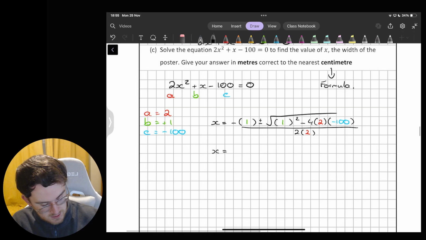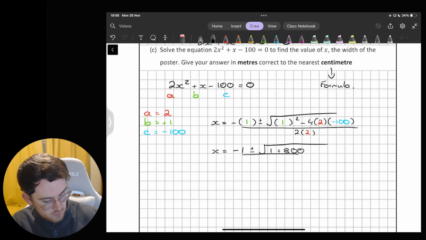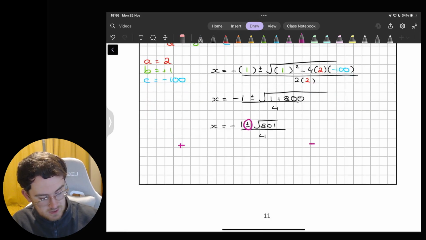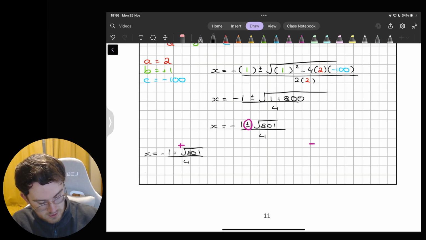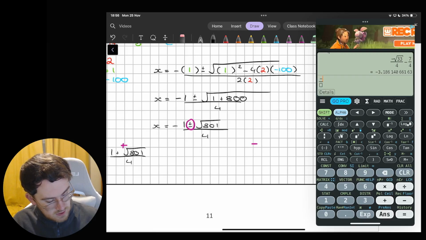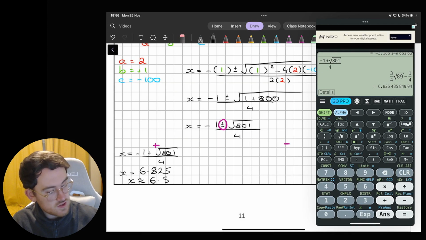So let's keep going. x is minus 1 plus or minus the square root of 1 plus 800, all over 4. So x is minus 1 plus or minus the square root of 801 over 4. As usual, let's take our plus and minus aspect here now. So x is minus 1 plus root 801 over 4, and that gives me an overall answer of 6.825, which rounded to one decimal place is just 6.8 meters.